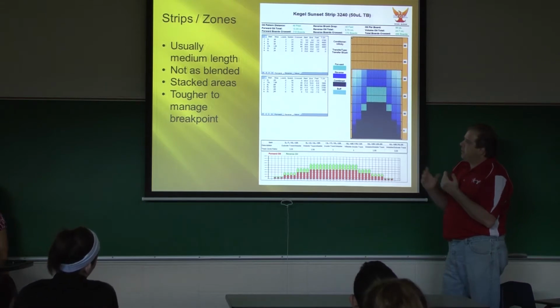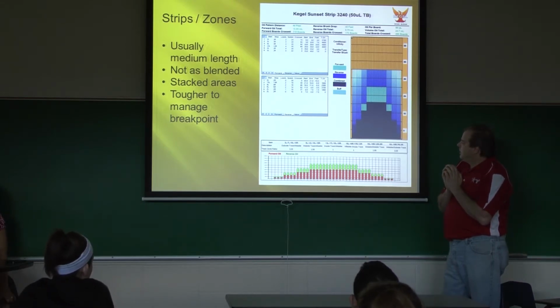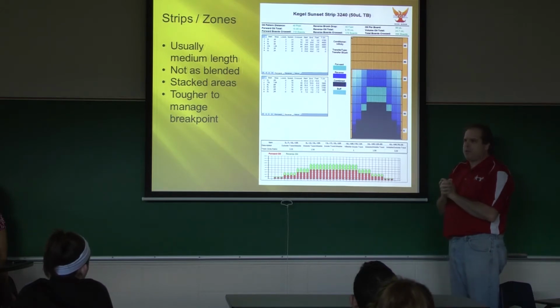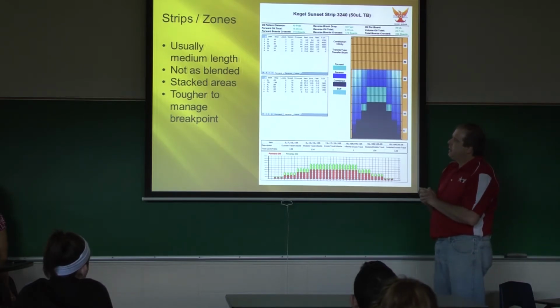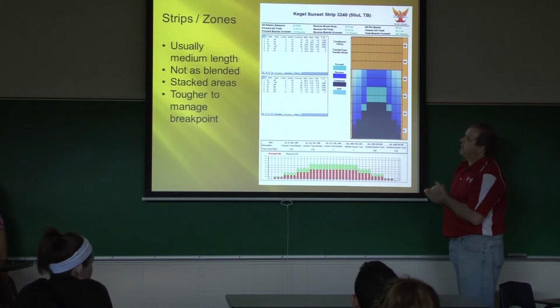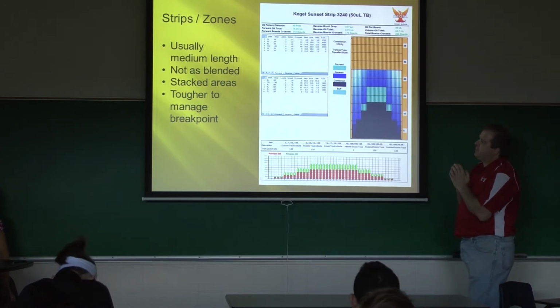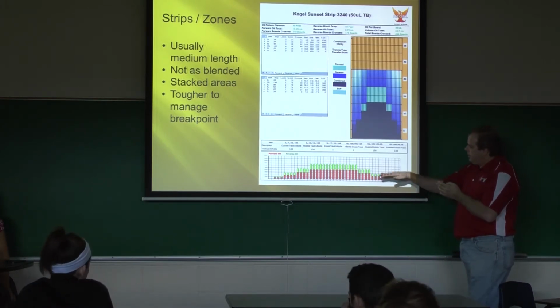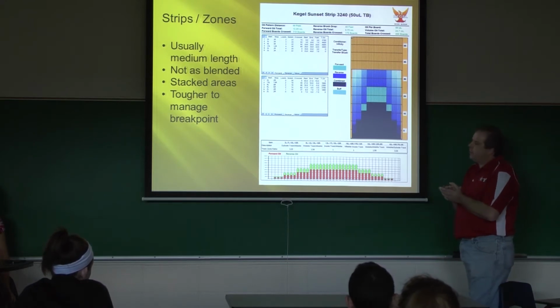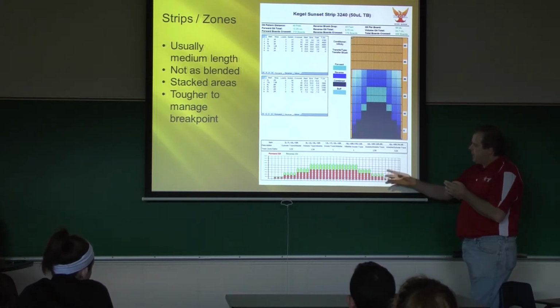Strips and zones, just more of another medium-length pattern. This is Sunset Strip. I think either Chameleon or Scorpion are like this on the PBA Tour. Most strips or zone patterns tend to be in the medium length range. They're not as blended. You can see that there's different zones on the lane to play. And it's much tougher to manage your break point on a pattern like this.